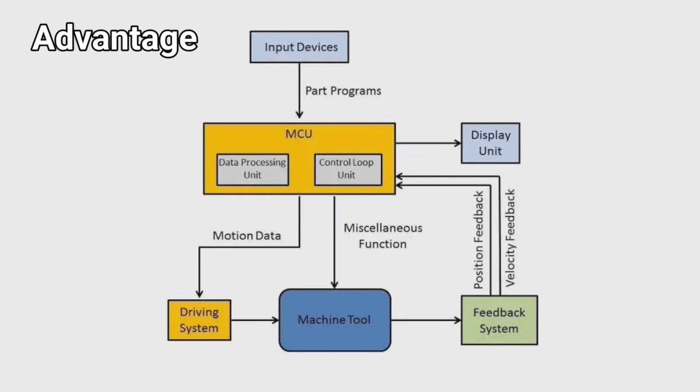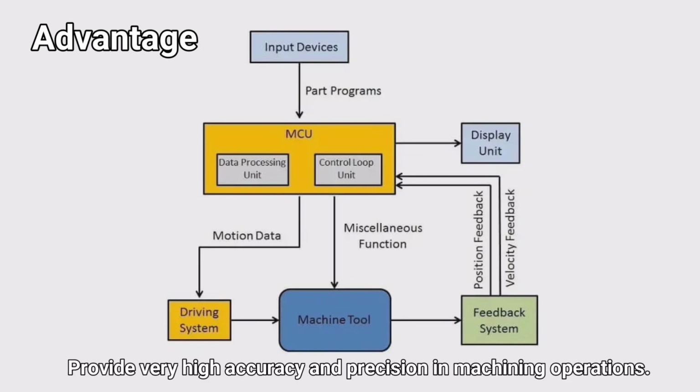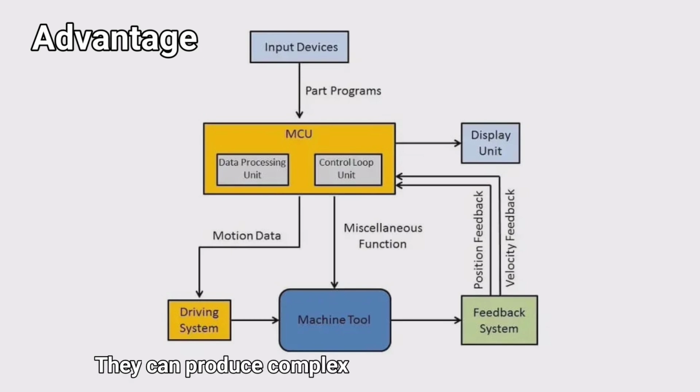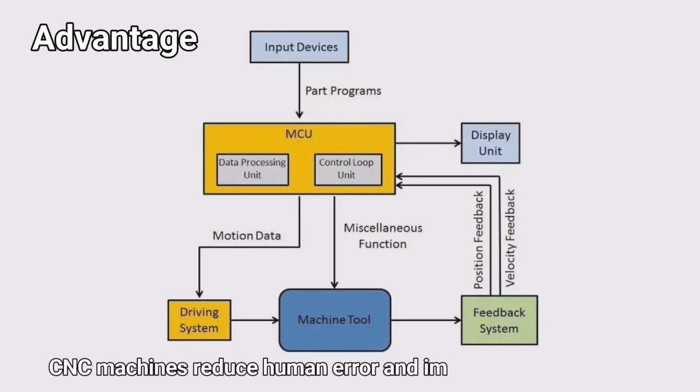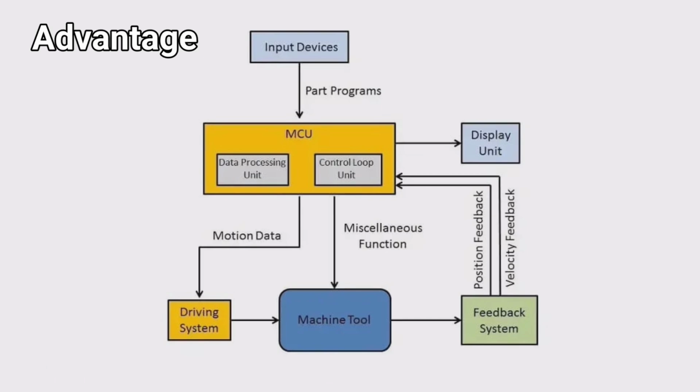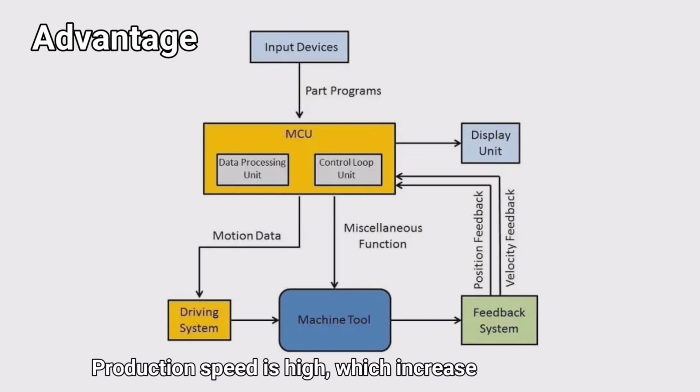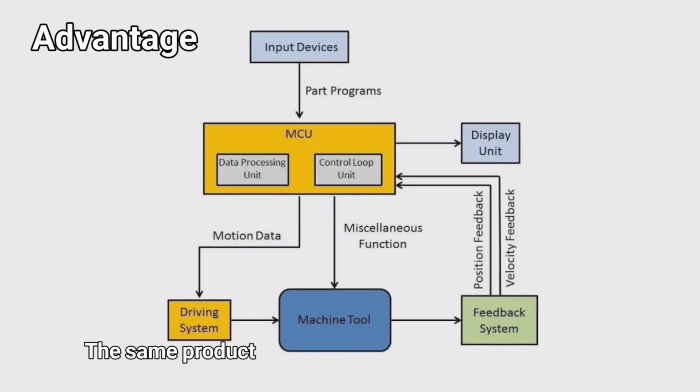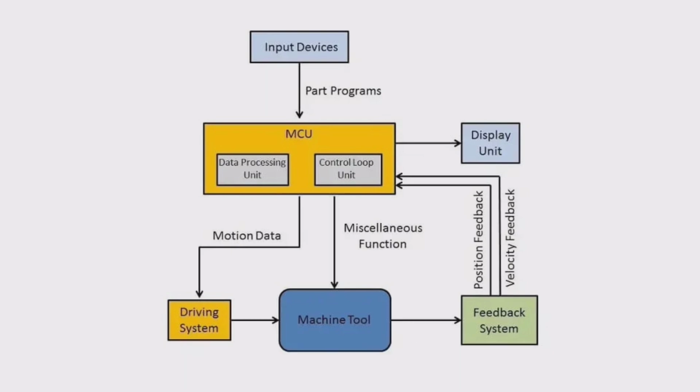Advantages. CNC machines provide very high accuracy and precision in machining operations. They can produce complex shapes and designs easily. CNC machines reduce human error and improve product quality. Production speed is high, which increases productivity. The same product can be manufactured repeatedly with consistent quality.